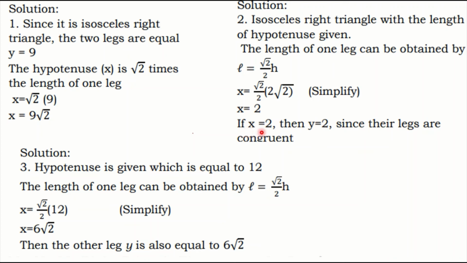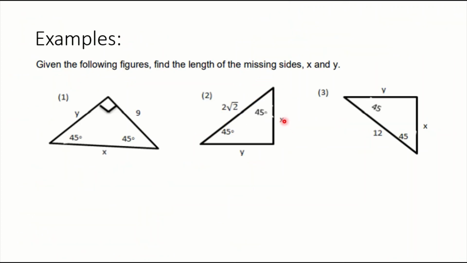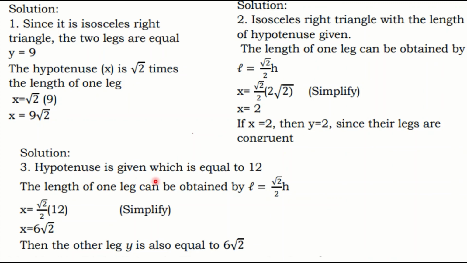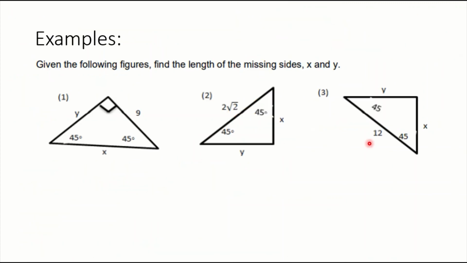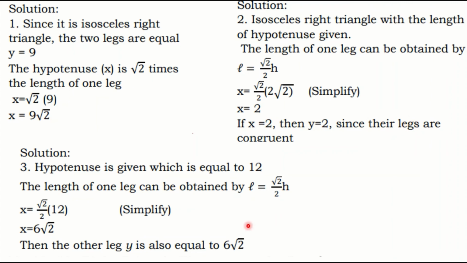If x is 2, then y is 2, since their legs are congruent. Kung 2 daw to, dapat ito din ay 2, since they are congruent. Another one, hypotenuse is given which is equal to 12. Ayan. Then, isosceles pa rin po ito. Hanapin natin ngayon yung value ng legs. So, parang yung katulad lang din kanina.